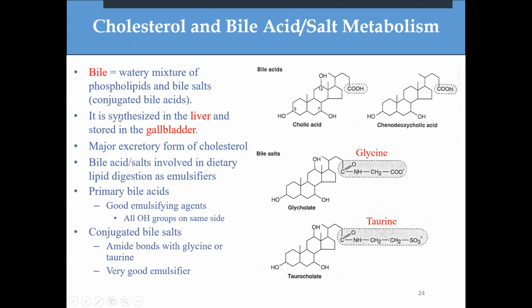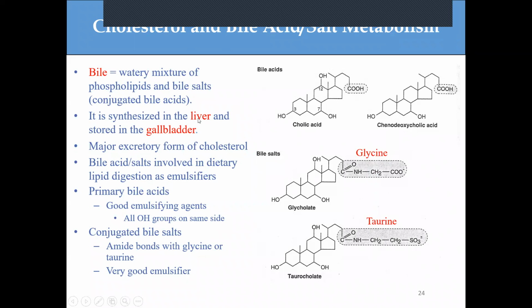Okay, so I mentioned that one of the ways that we get rid of cholesterol is by making it into bile. So what is bile? Bile is a watery mixture, and it includes bile acids and bile salts, as well as phospholipids. And so what you're going to do is you're going to take this cholesterol and convert it into these bile acids.